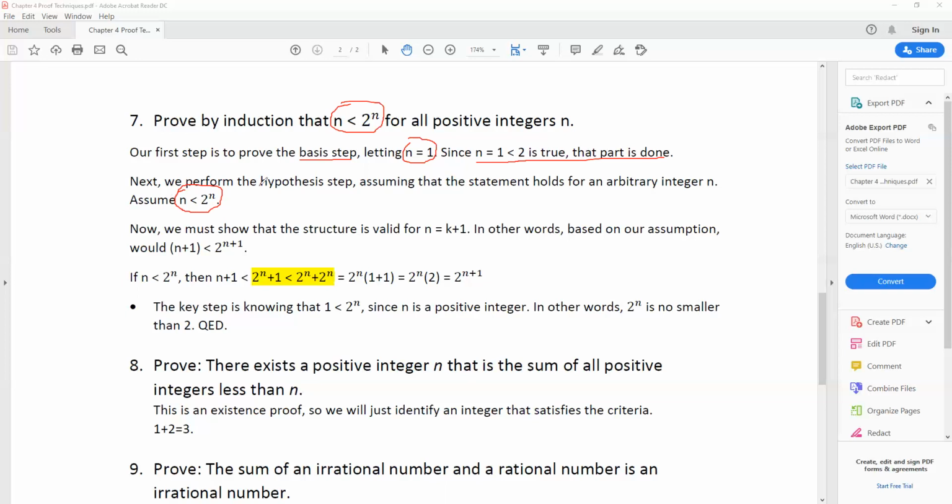This is called the hypothesis step. This is where we make an assumption. I'm going to assume that the formula does hold. In other words, I'm going to assume that n is less than 2 to the power of n.